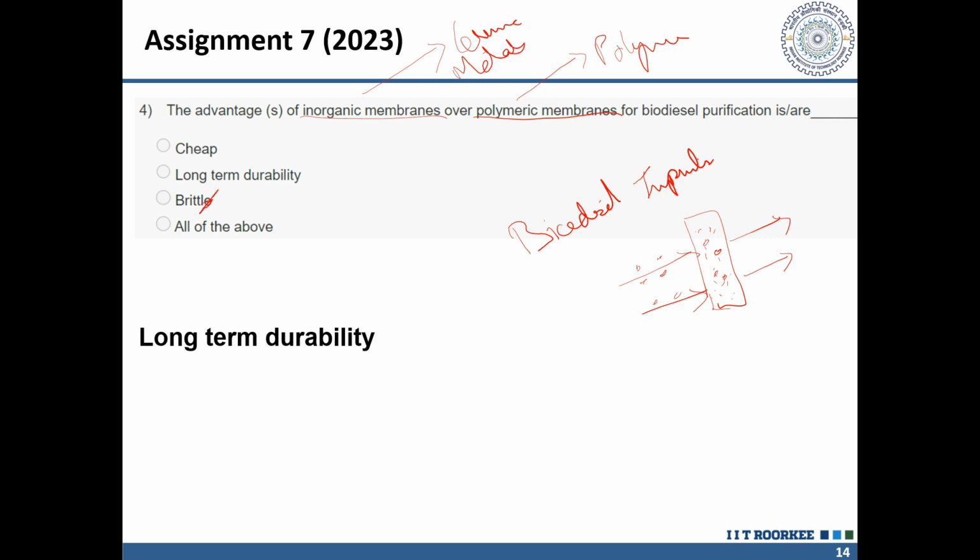Yes, these are brittle, but that is a disadvantage, so it's not the right answer. And polymers are cheaper than these ceramics and metals. Therefore, cheap is also not the right answer. The right answer for this is long-term durability.